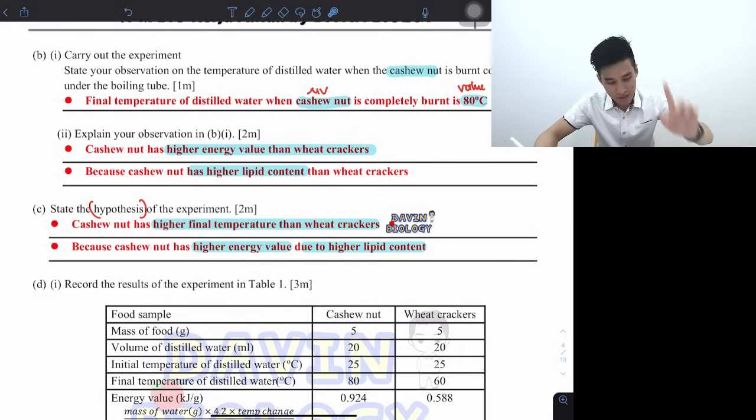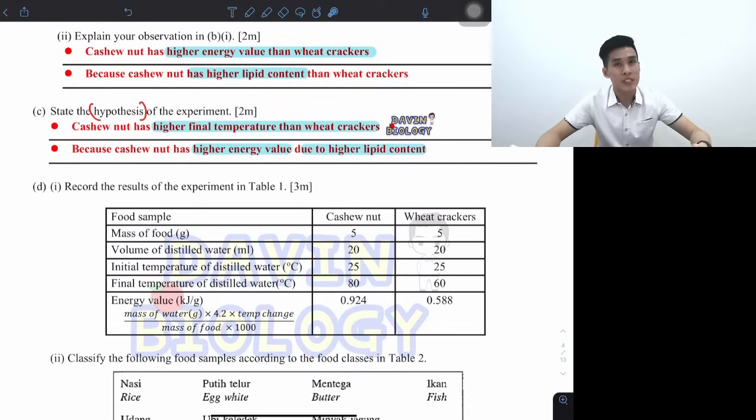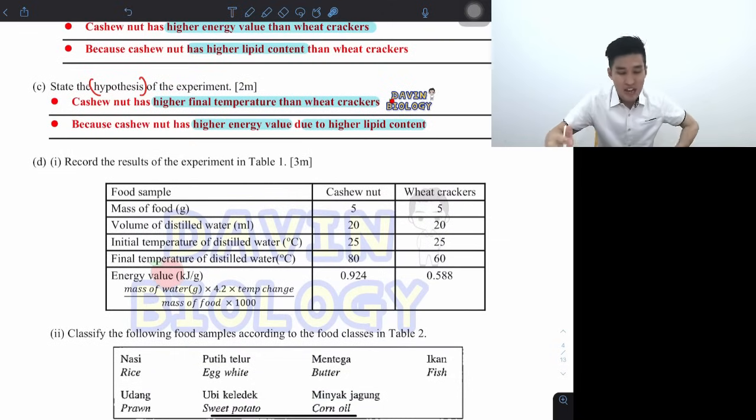Easy as that. Next. Okay, record your results. Of course, this one in the experiment you do yourself. Everybody's is different. Don't copy mine. Don't memorize mine. Okay, then the calculation.